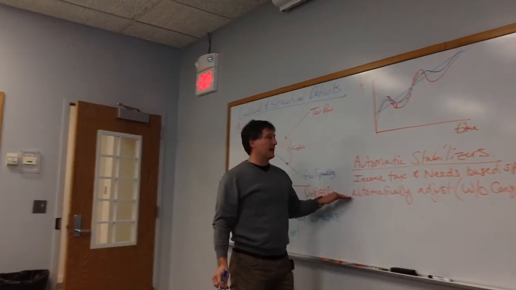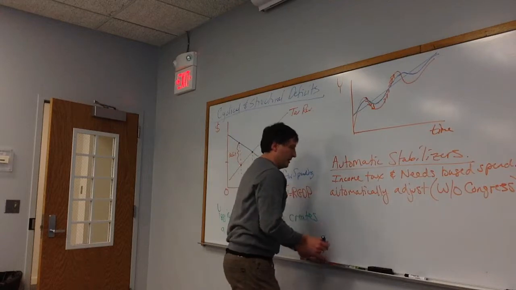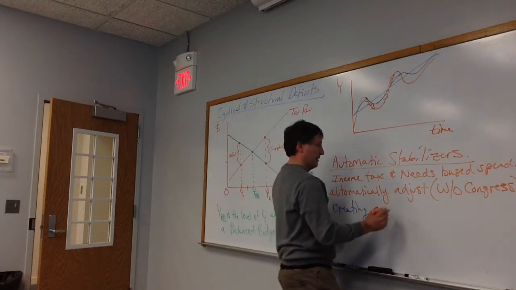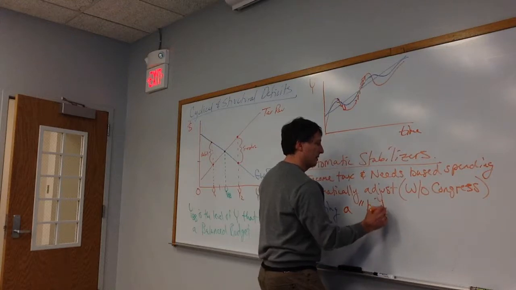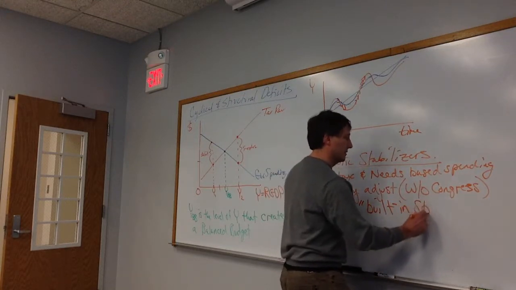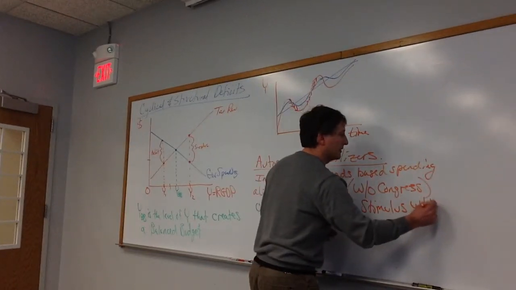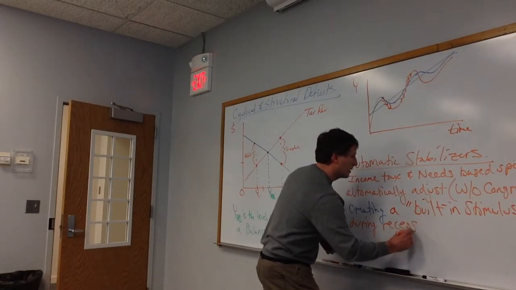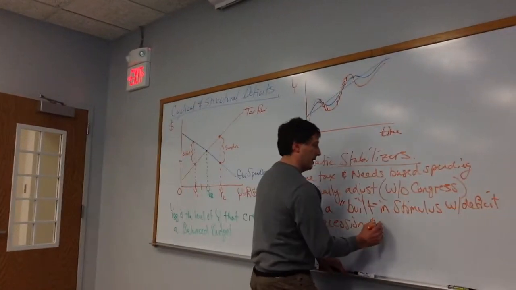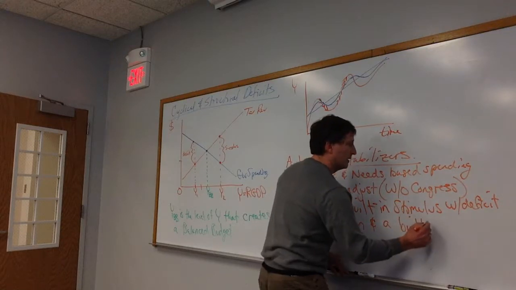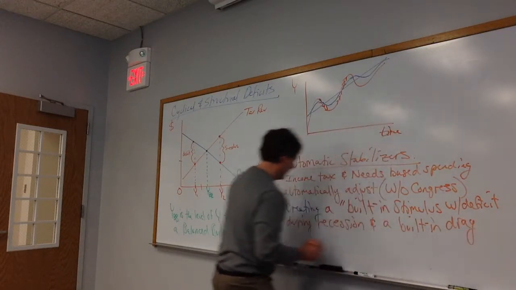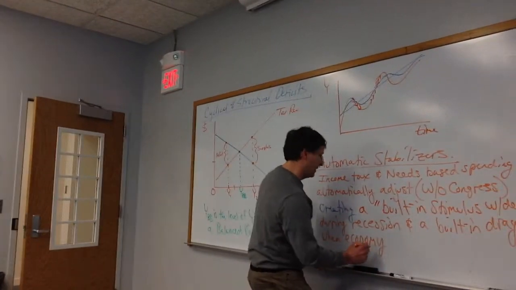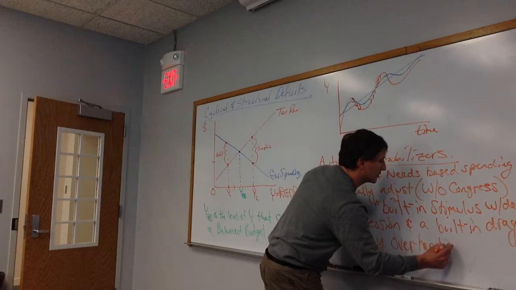Okay, so income tax and need-based spending automatically adjust without Congress, creating a built-in stimulus with deficit during recession, and a built-in drag when the economy is overheating, if there is such a thing. I almost hate saying that. If the economy is overheating, if it's growing a little too fast.